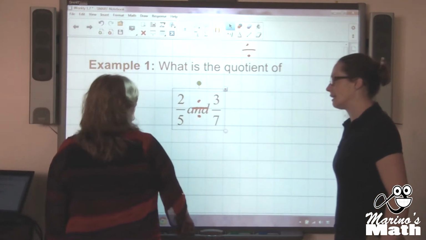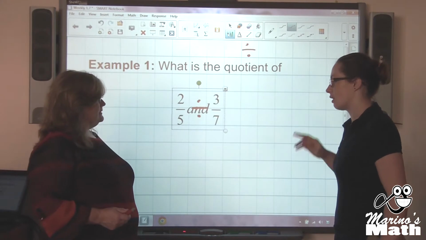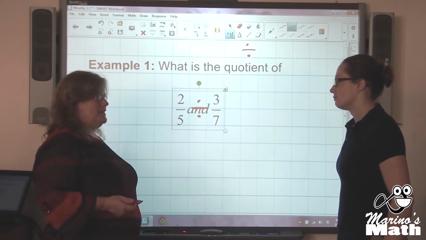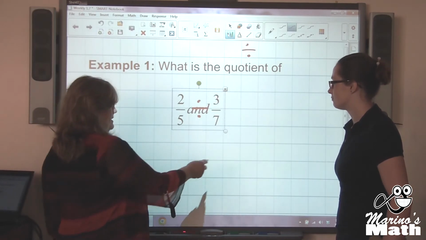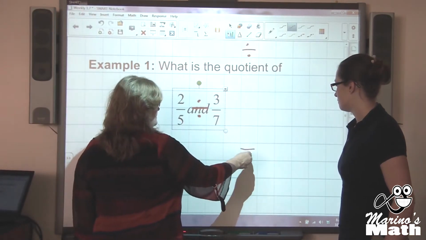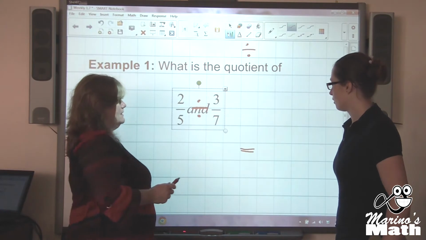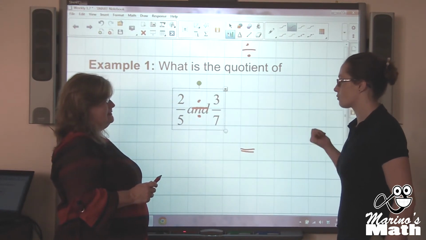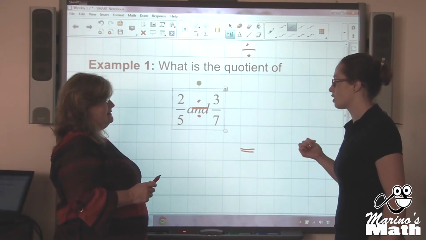And dividing is really not that different from multiplying, right? Just a few extra steps. There's really just one extra step before you multiply. We're going to make this into a multiplication problem. Okay, and I think there is keep, change, reciprocal.